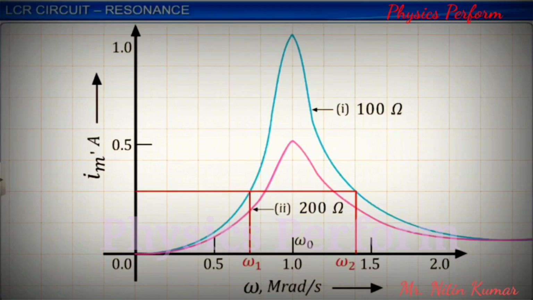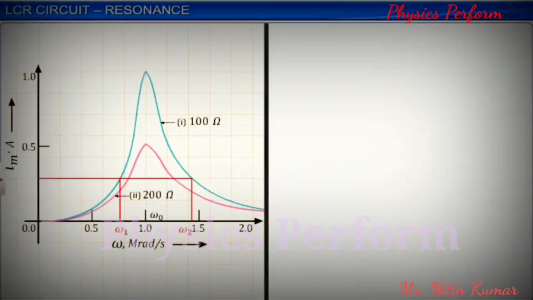Let us consider the specific case of the frequency at which the amplitude of the current is 1 by root 2 times the maximum value of the amplitude of current, I max, at natural frequency. Let the corresponding angular frequencies be omega 1 and omega 2.